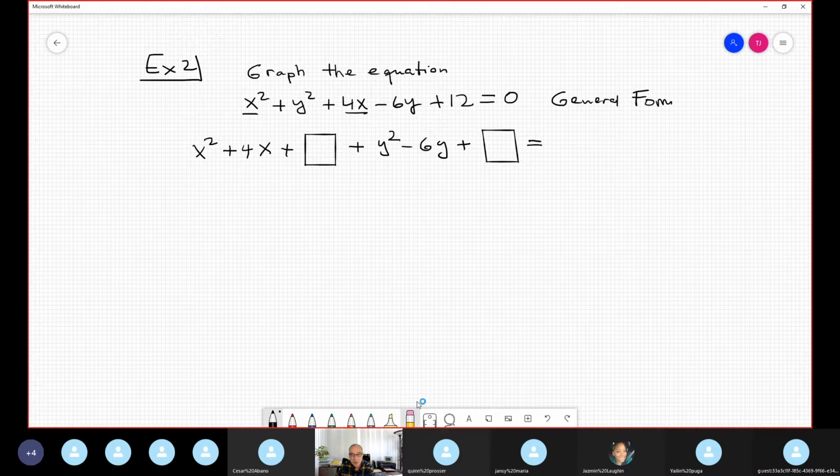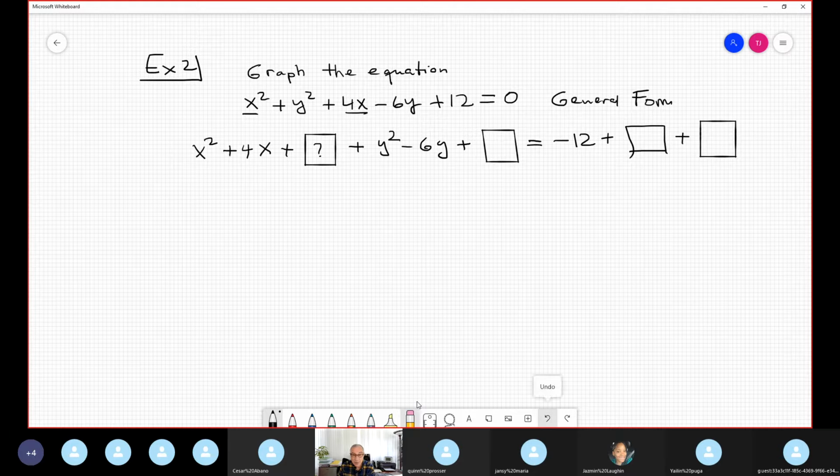Now this 12 I move to the right hand side like a minus 12 plus 2 boxes, because when I introduce artificially the number that completes the square here in this box, I need to put it on the other side in order to keep the equilibrium for the equation.